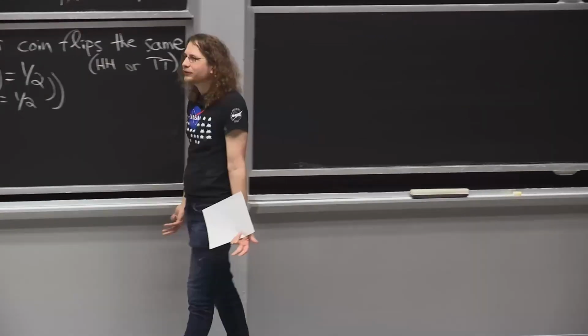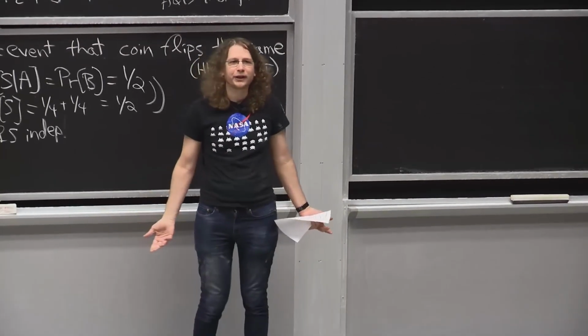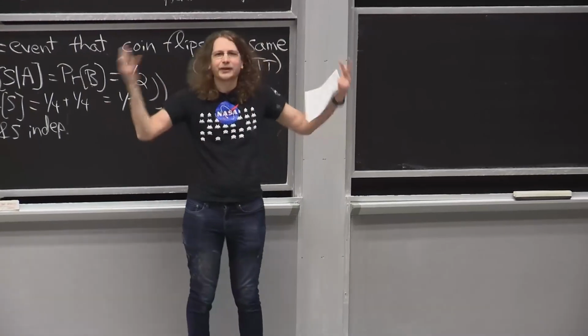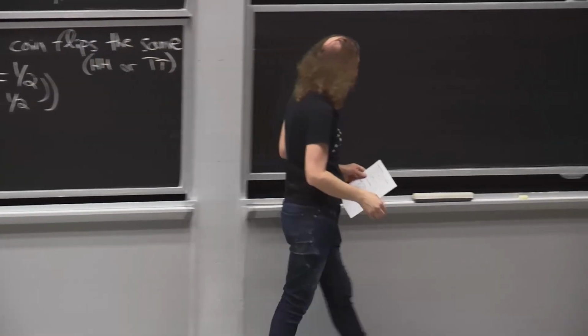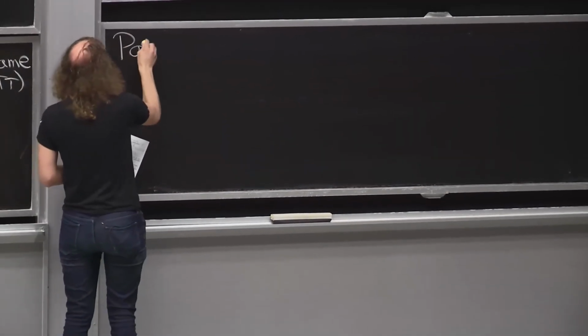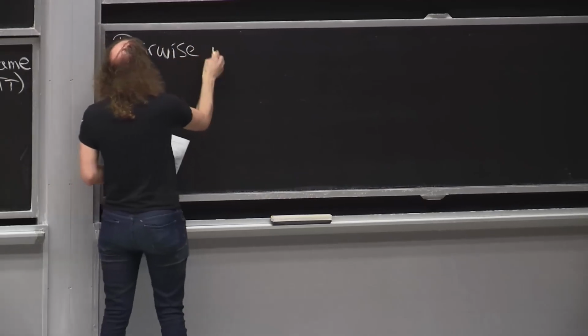For that, it was enough to do things pairwise. We said, well, if for every pair of vertices there's a path, then that's a connected graph. That turned out to be the right answer for graph connectivity. With probability, it's much more annoying. So one thing you might define is what we call pairwise independence.